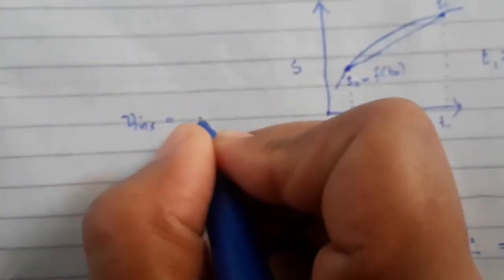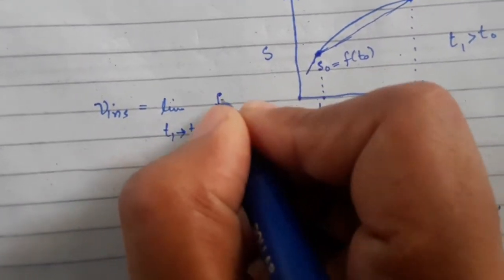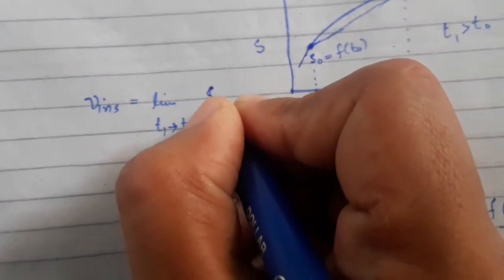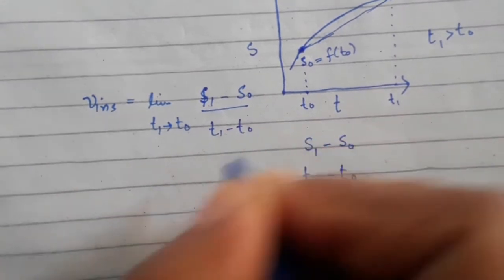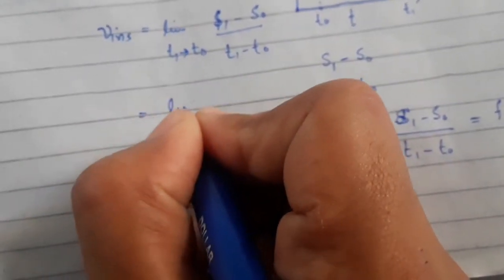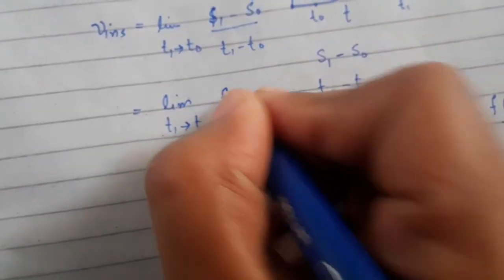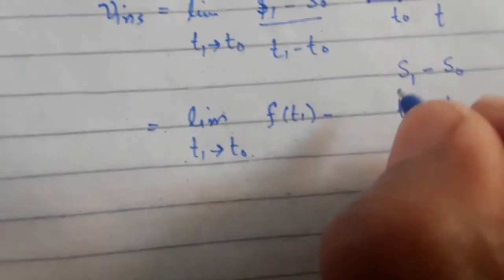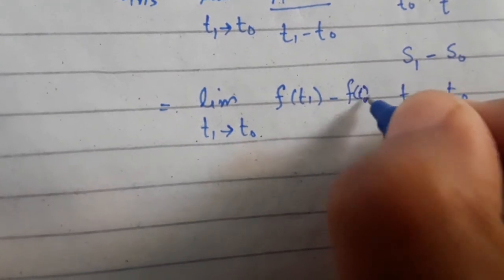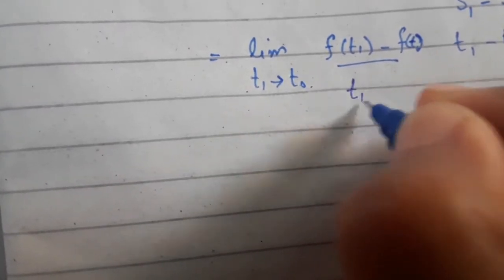V instantaneous, this is going to be equal to the limit as t1 approaches t0 of s1 minus s0 divided by t1 minus t0. That is, the limit as t1 approaches t0 of the function of t1 minus the function of t0, divided by t1 minus t0.